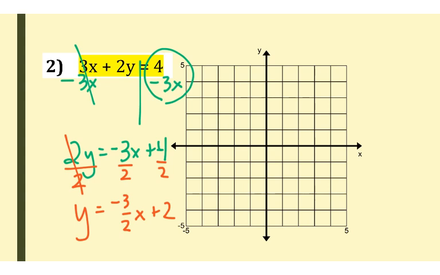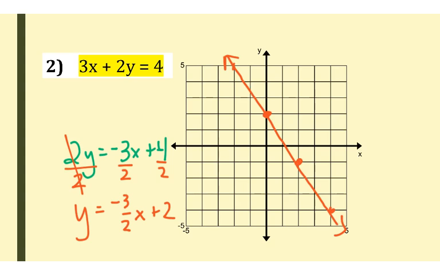Okay, now that I have that, I can graph this by saying positive 2 is my y-intercept, and then down 3 over 2, down 3 over 2. And that's my equation that I'm going to be graphing. So connect the points, and that's the picture of that equation. So again, we do that because if you looked at this equation, would you have known that the slope was negative 3 over 2? Probably not.